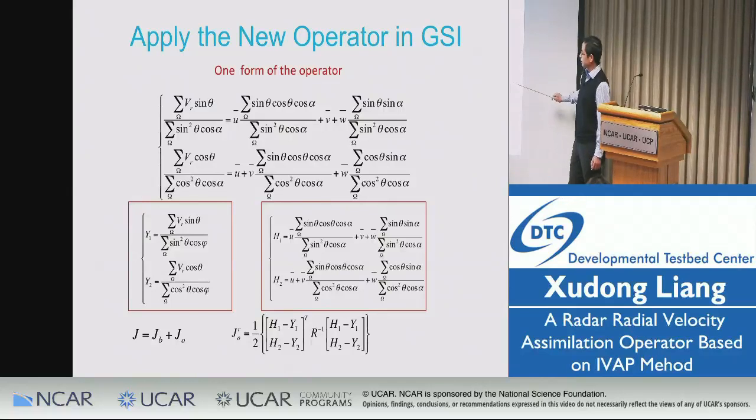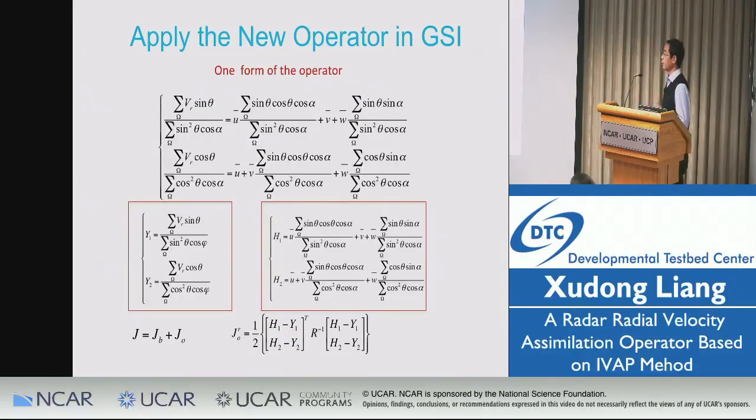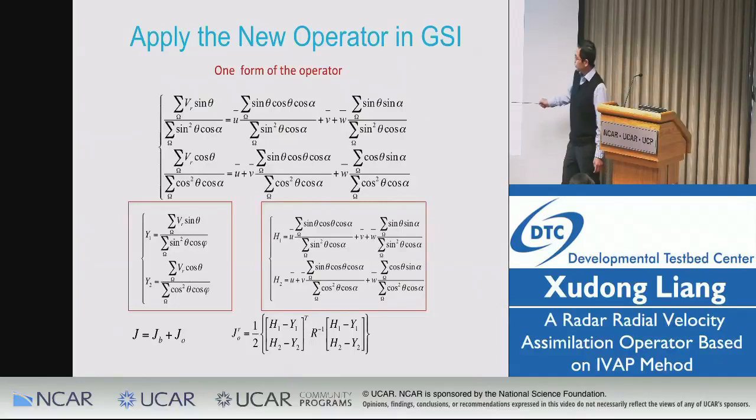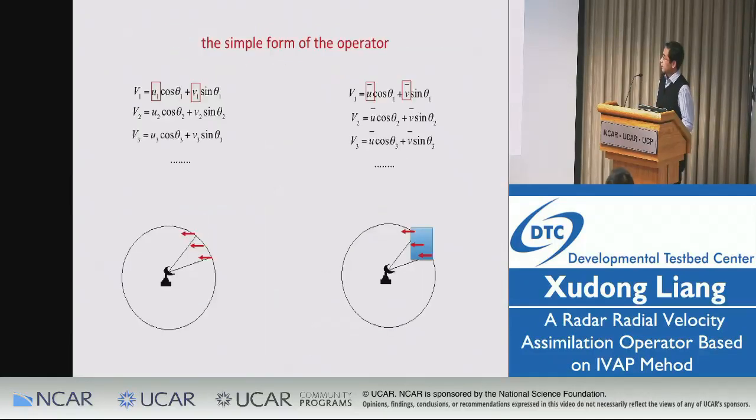And in the model domain, we calculate the average wind speed and also use the weights calculated in the preprocessor. And then finally, we minimize the difference between the two parameters, one in observation space and the other in model space. This is one form. The advantage of this form is that we can calculate this operator in the preprocessor, and it will save computer resources. But the disadvantage of this form is that we should write some new code, because they are totally different from the observations we usually use.